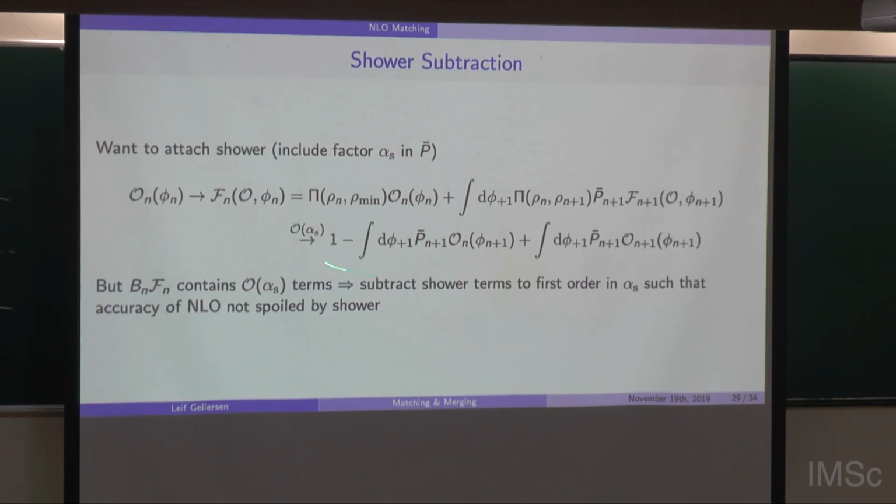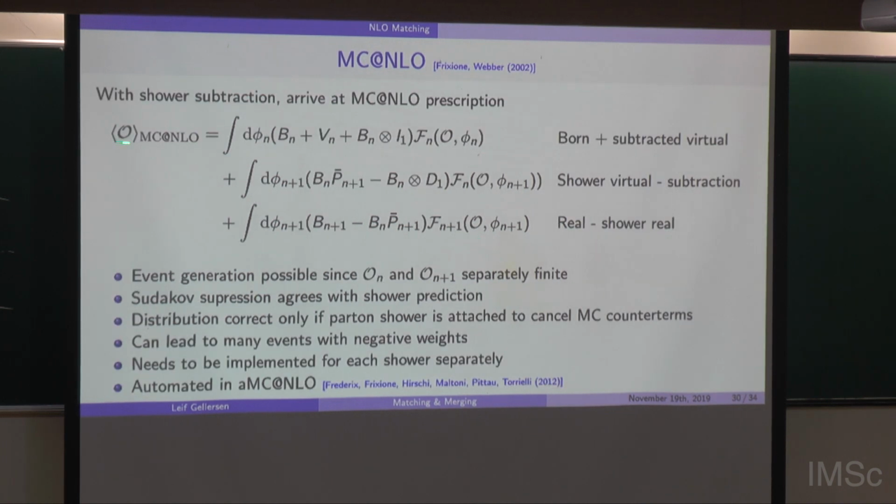So subtracting exactly this contribution that the Parton shower gives on that sample, we end up with this modified equation that describes the expectation value of an observable. And so with the shower subtraction, it looks like this. We have the Born, the subtracted virtual, then we have the shower virtual and the subtraction, again on n Parton. The observable dependence here is n Partons, as it is here. So this corresponds to a Born cross-section, basically. And then we get this real minus shower real contribution.